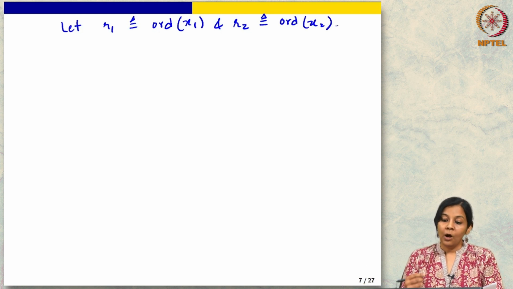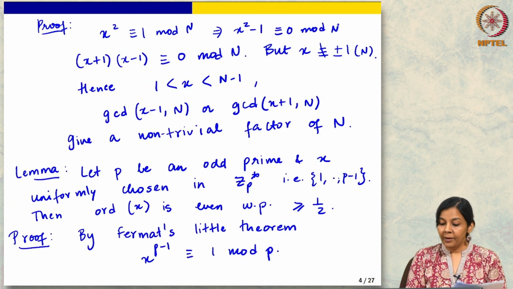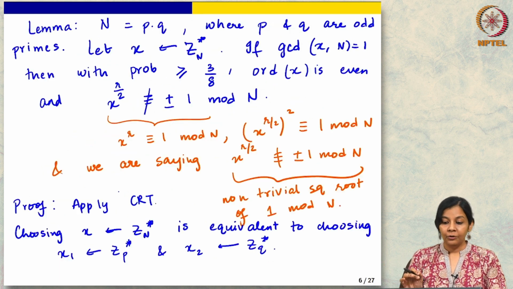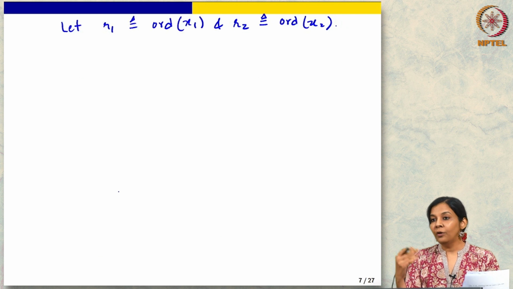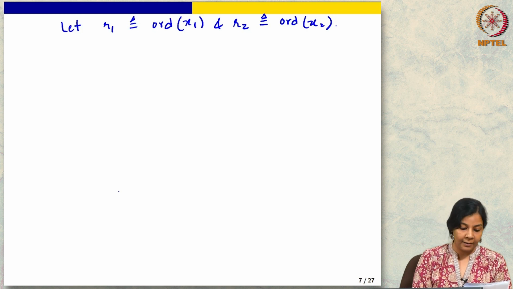Now, what was our previous lemma? Let's look at our previous lemma. Our previous lemma says that if p is an odd prime and I choose x randomly from Zp star, then the order of x is even with probability at least a half. So, let us use that. Now we are choosing x1 and x2 randomly from Zp star, Zq star, so we can apply this lemma.